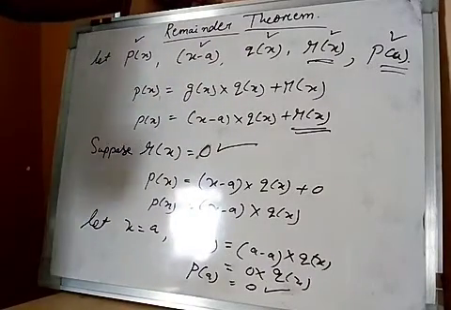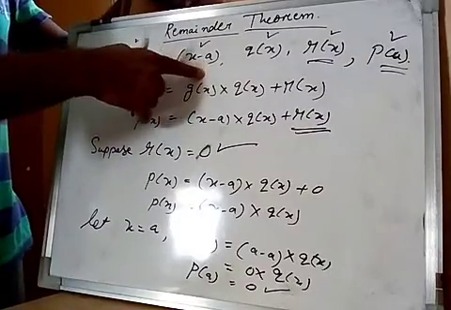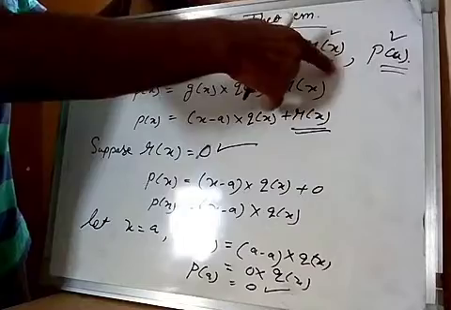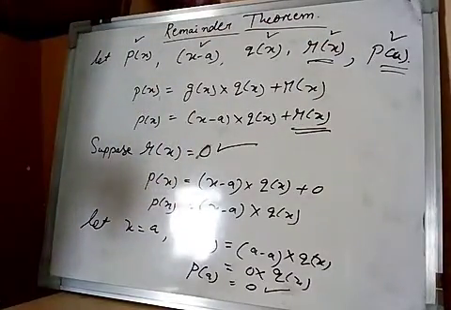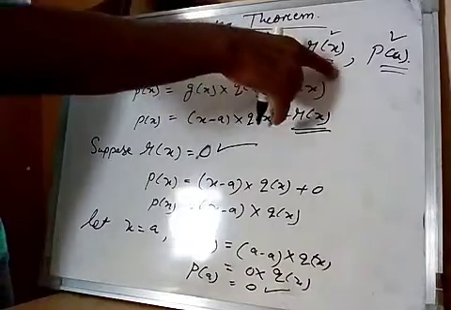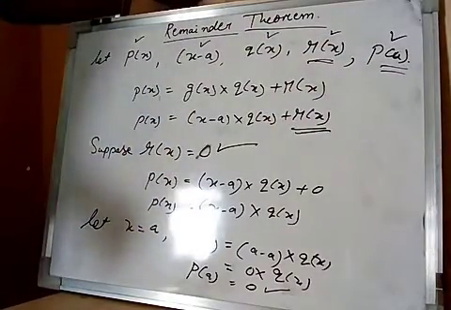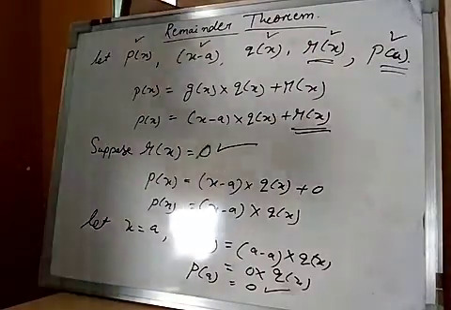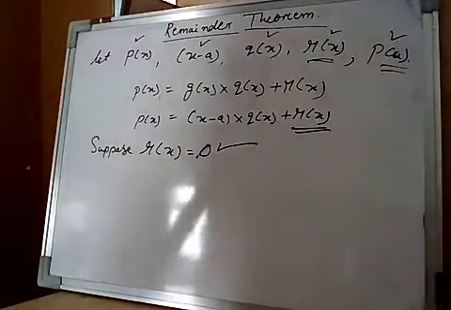That's why we can say in short, if px is divided by x minus a, and the quotient is qx, then the remainder will be 0 if p of a is the remainder. So rx will be the remainder, or we can say p of a is the remainder. If rx is 0, then p of a is also 0, right? Now the same thing we can repeat.